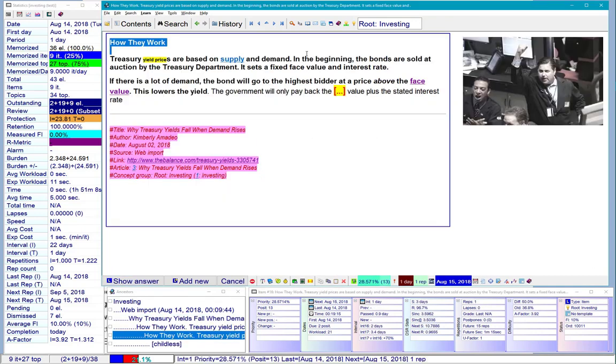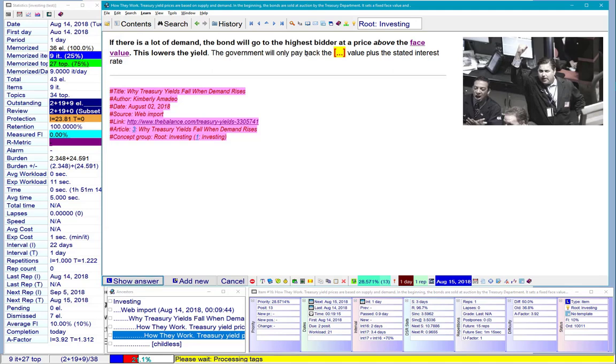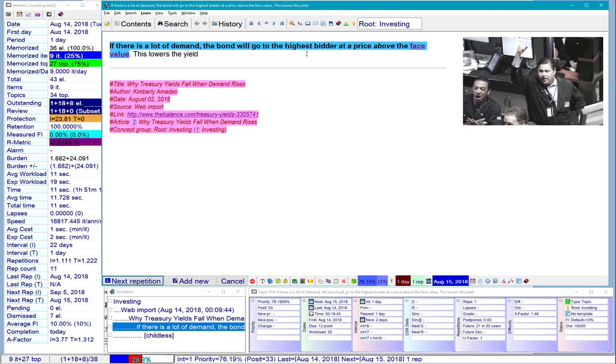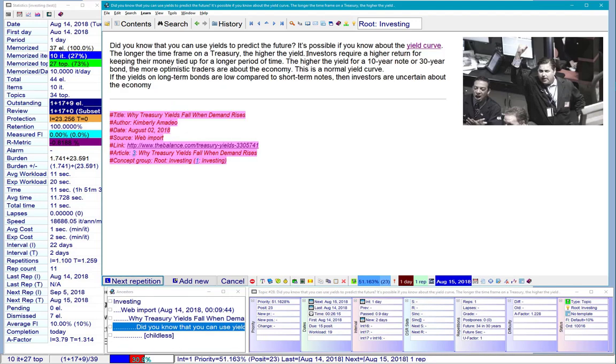If there's a lot of demand, the bond will go to a higher price above the face value. This lowers the yield. The government will only pay back the face value. It's getting repetitive, so I think I'm starting to understand it now. The price lowers the yield because it was a higher price, yeah? So it lowers the yield. Next, did you know that you can use yields to predict the future?